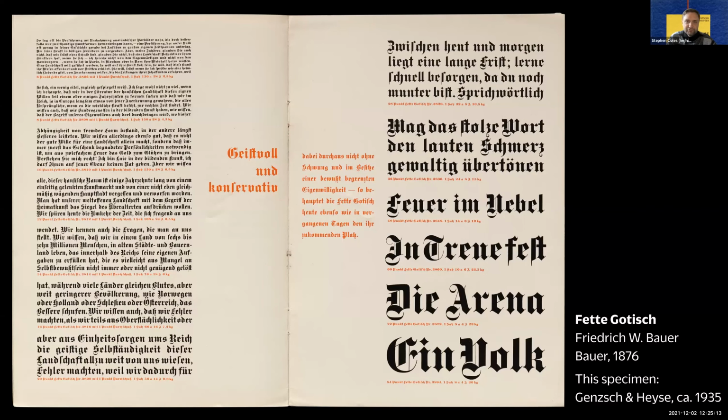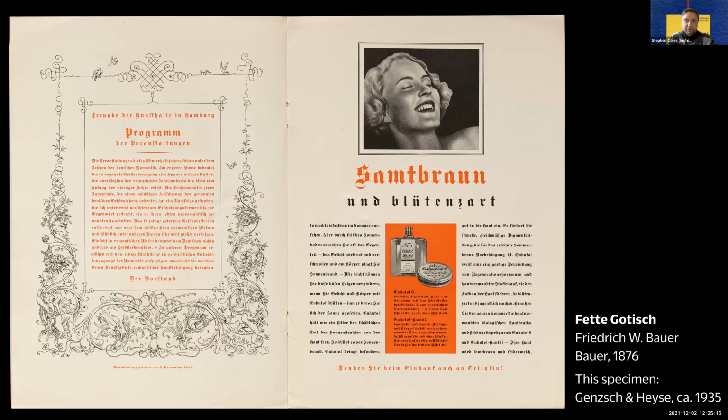And it's interesting to look at these specimens in terms of how the type would traditionally be set. Even the way that the foundry in 1935 was advertising it, much after this piece was produced by Dicker. They're showing it in a very traditional form with centered layouts, with this kind of ornamental decoration. This is traditionally how you would see a typeface like Fette Gotisch at that time.